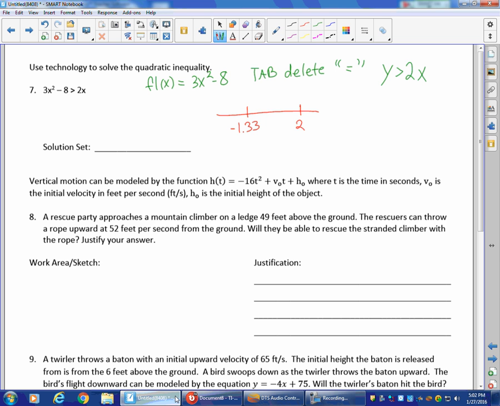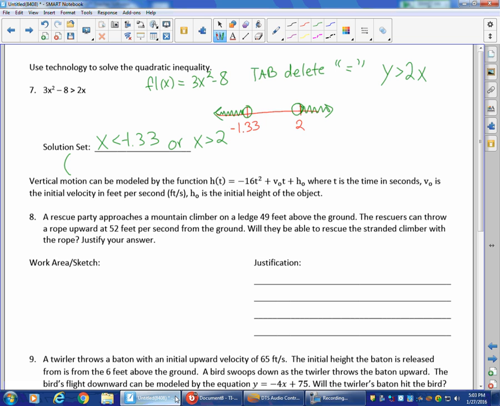The vertex is in the middle. So it's covering the outer two pieces, because that doesn't have a bar. These are open dots. And now I can write my solution set. So I could say x is less than, well, negative 1.33, or x is greater than 2.